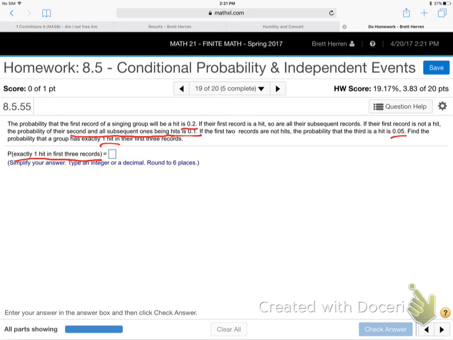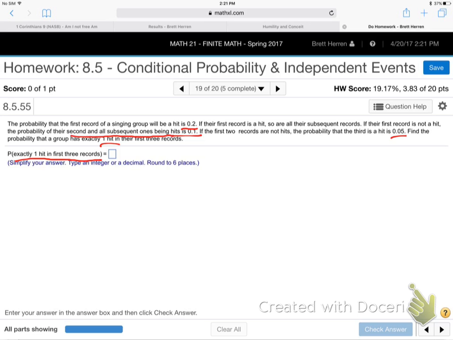They're saying, what's the chance that out of their first three records, only and exactly one of those three is a hit? Well, think with me, according to the words, could the first record be a hit and the other two not? Let's read that second sentence again carefully. If their first record is a hit, so are all their subsequent records. So no. If the first was a hit, the second and third would be as well. That would not be exactly one hit. So the first one can't be the hit. You with me on that?